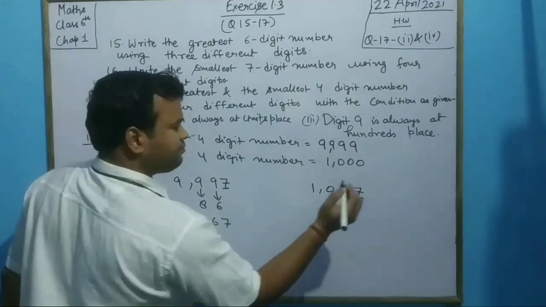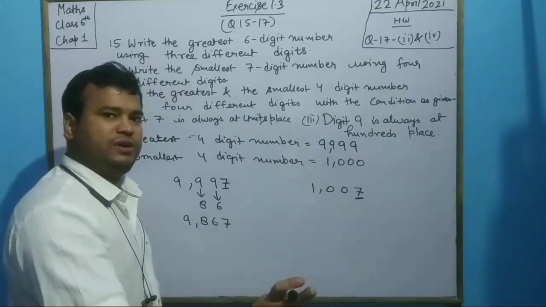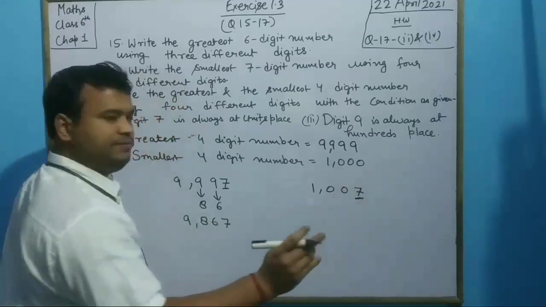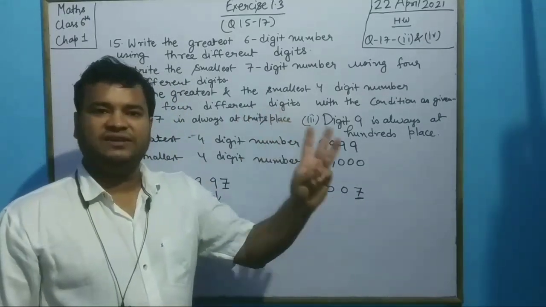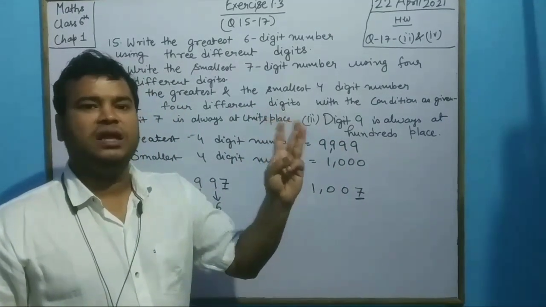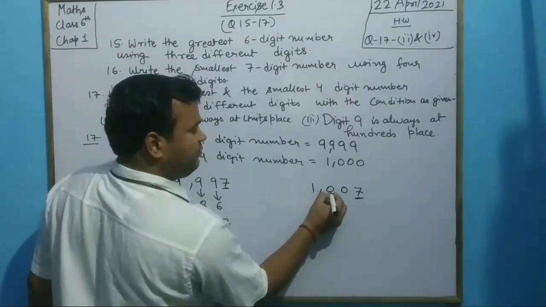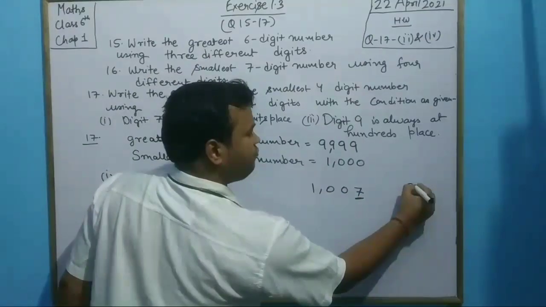Again, we have to write the smallest one. So 1 is there, 0 is there, 7 is there. There are already 3 different digits. We just need to replace only 1 digit. By which number? After 0 and 1, we can use 2.